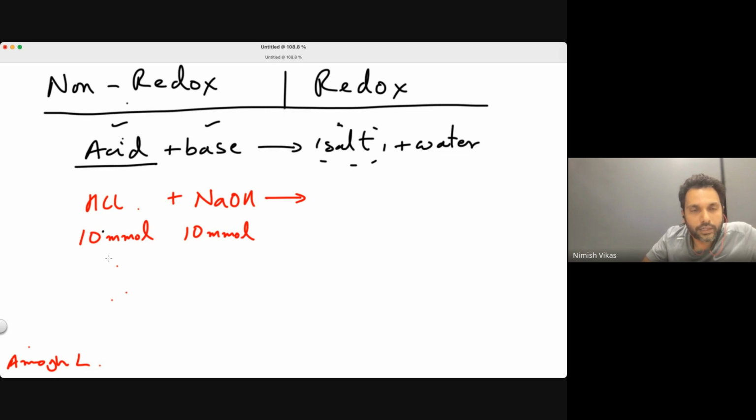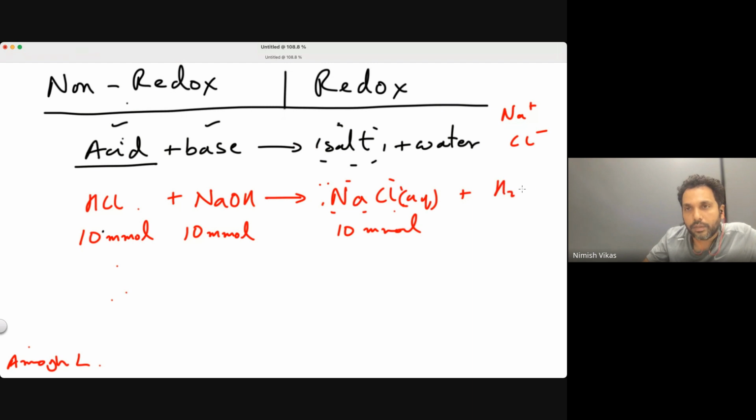We already know that it will require 10 millimoles of NaOH, and it will produce NaCl aqueous, if we may call it a salt. It is actually aqueous, meaning Na+ is separate and Cl- is separate. There is no molecule of this existing in the water. It is Na+ floating, Cl- floating. But in a way, we write it as NaCl aqueous. And 10 millimoles of this will be produced, and water will be produced. So that is called balancing of the reaction.